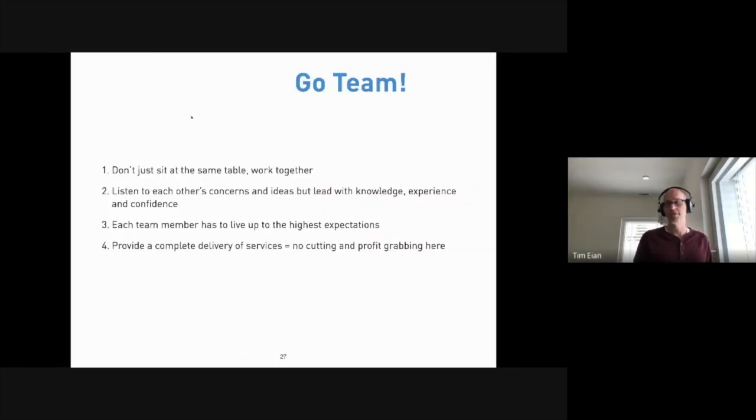And then another piece that I can't stress enough from our experience: go team. So don't just sit at the same table, but work together. Listen to the concerns, lead with knowledge, experience, and confidence. Each team member has to live up to the highest expectations. We've often likened that to an Olympian. How are they successful? Well, they've got the coach, and the massage therapist, and the physical therapist. It's a team effort. There's a bunch of people standing behind them to make that performance possible.